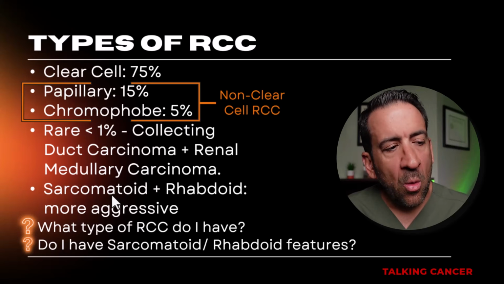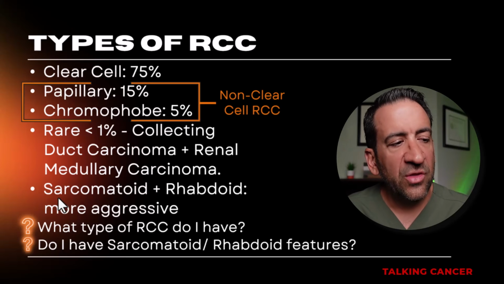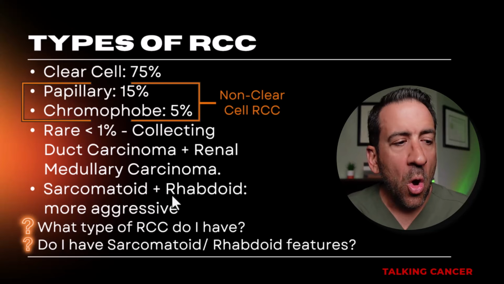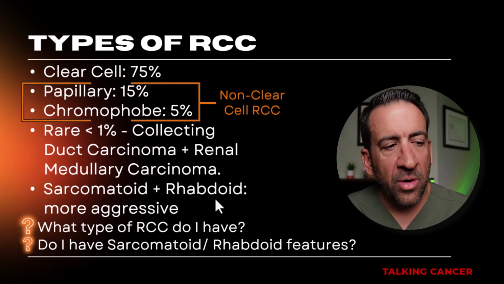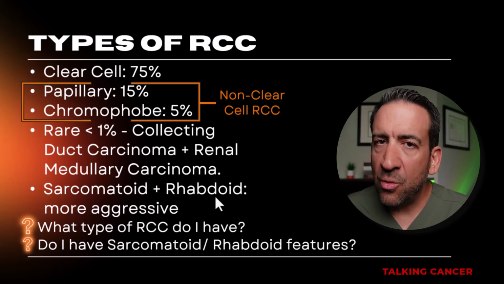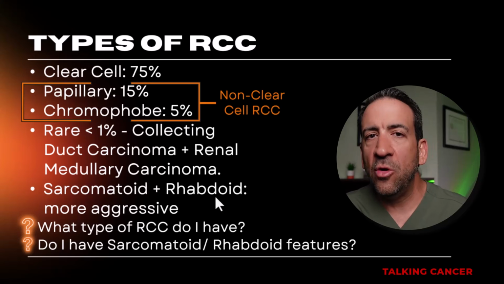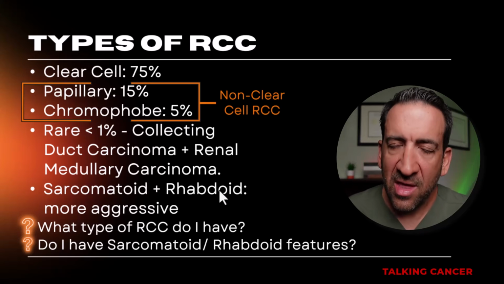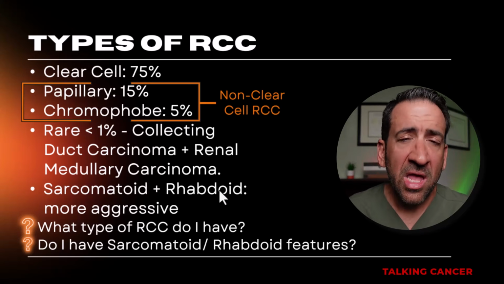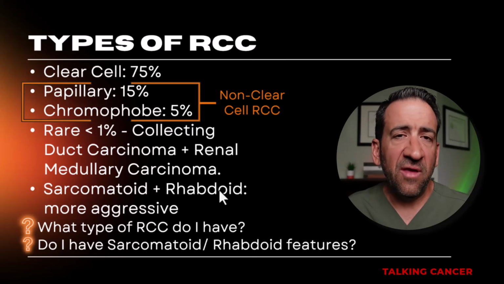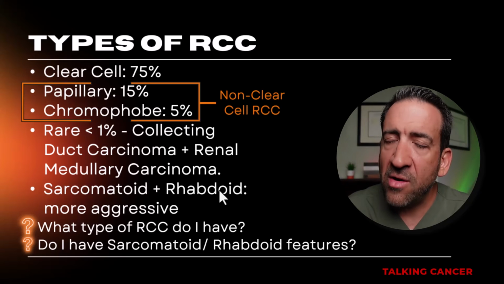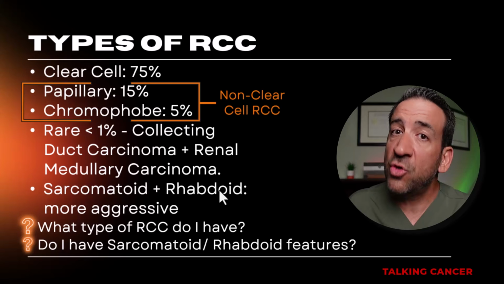The other term that I want you to become familiar with is the word sarcomatoid or rhabdoid, okay? So I wrote them here. If your pathology result is using these words, it just means that, unfortunately, the cancer you have is a little bit more aggressive. And that's the take-home message here. You need to know this because if it looks like you have a more aggressive variant, then we're going to be more aggressive treating you, okay?